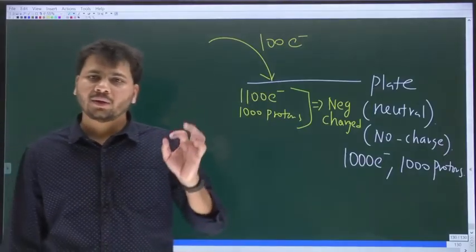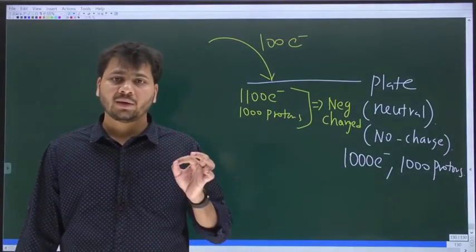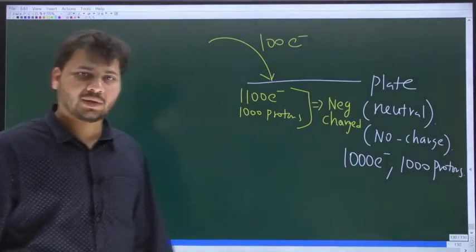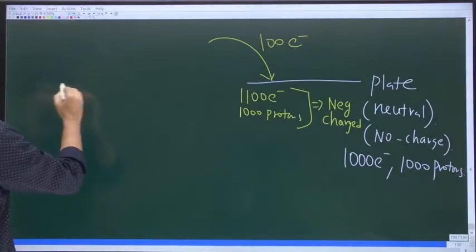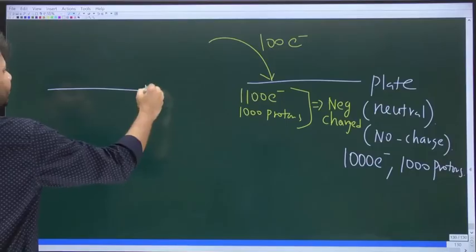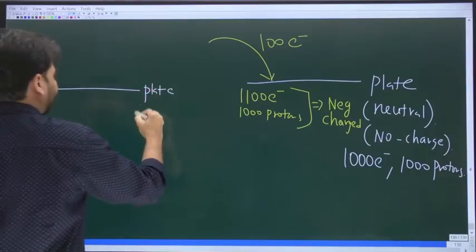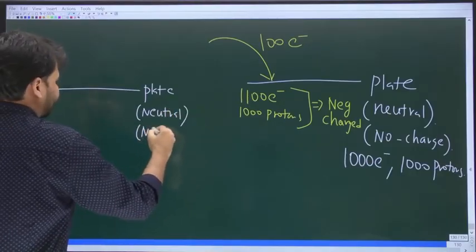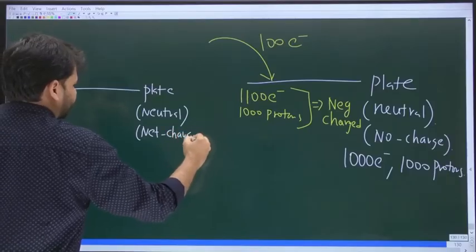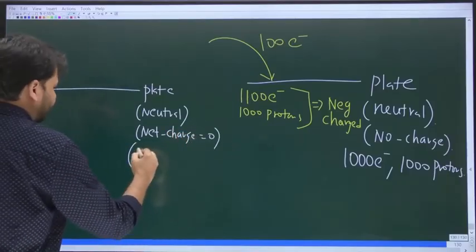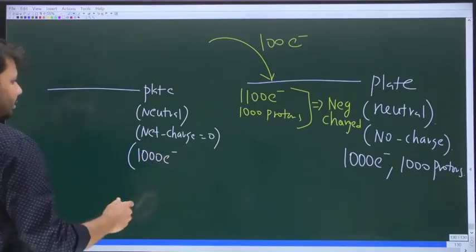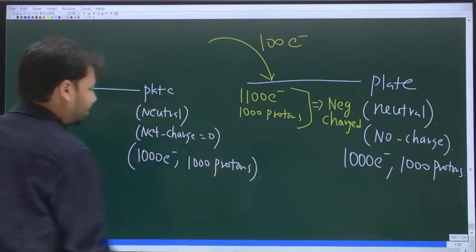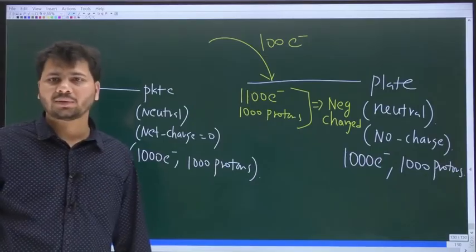So the point is, if you add electrons to any plate which is initially neutral, the plate will become negatively charged. Yes. Now again you take the same plate, which is initially neutral. Neutral means the net charge is 0. And just as an example, let us say the plate has got 1000 electrons and also 1000 protons.